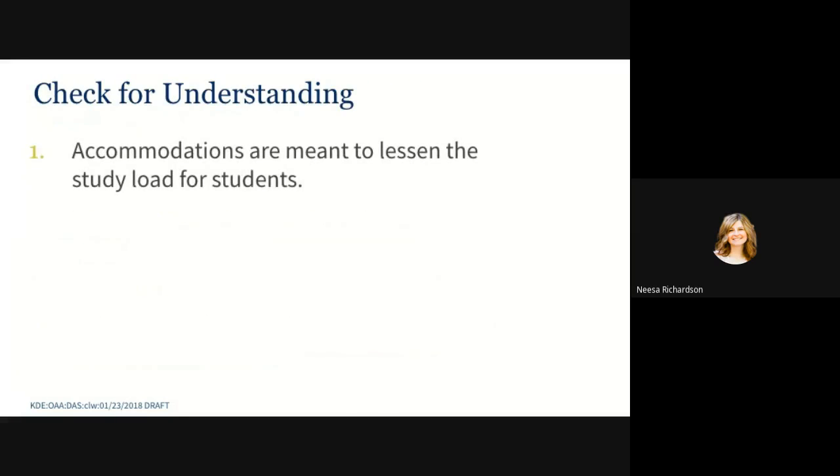So the accommodation is not meant to lessen the study load for students. An accommodation would maybe be reading the text that everyone else in the class got, the same text. Whereas a modification might come if you give that student a lower level text of the same content, but maybe the vocabulary words aren't as challenging.